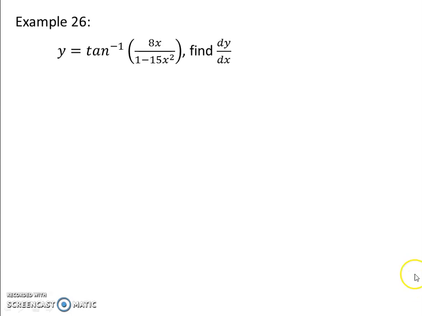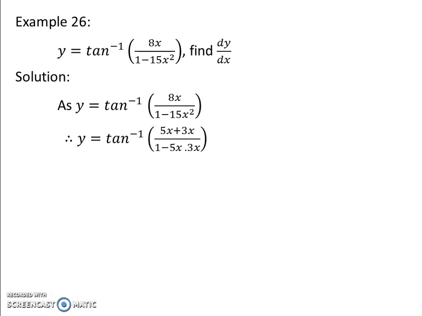So if you observe this sign, it is minus in the denominator, so it may be tan inverse of a plus b. So what we have to do, this 15x square, we have to write as a product of two terms so that their addition is 8x. So we can split 15x square as 5x into 3x, that will be 15x square, and 5x plus 3x is 8x. So simplifying this using the formula, we can write it as tan inverse of 5x plus 3x divided by 1 minus 5x into 3x.